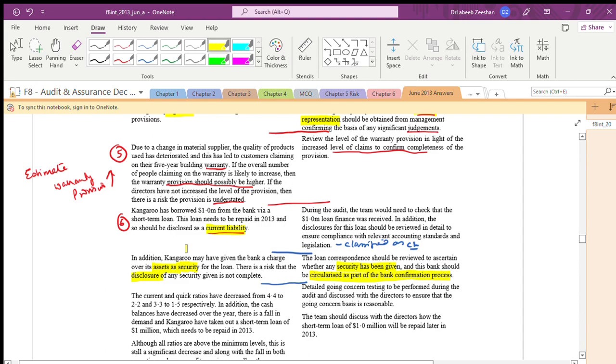It means you have to send the confirmation process, and the bank has to reply to it, as part of the bank confirmation.